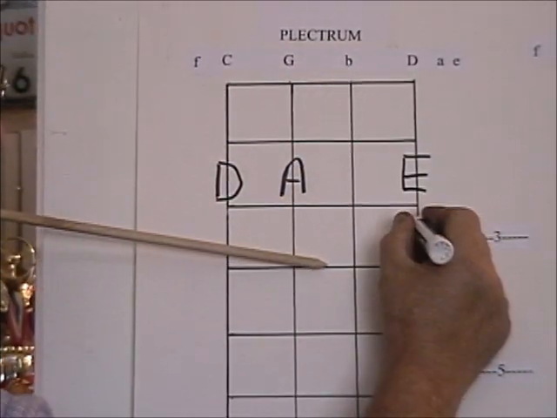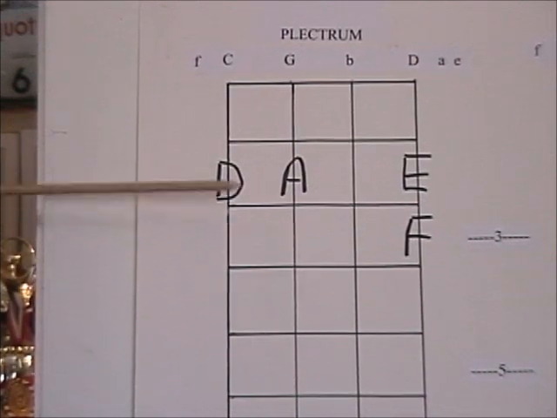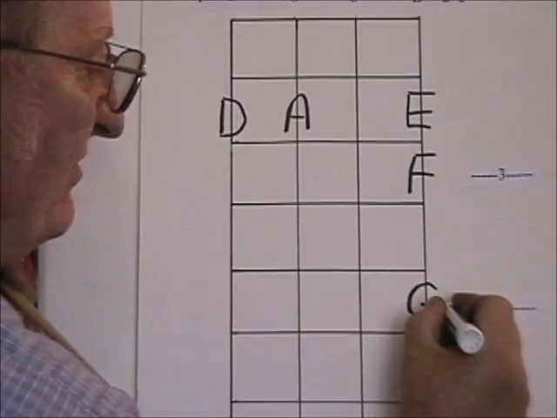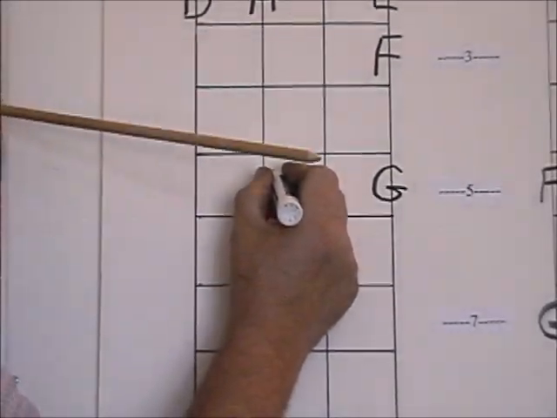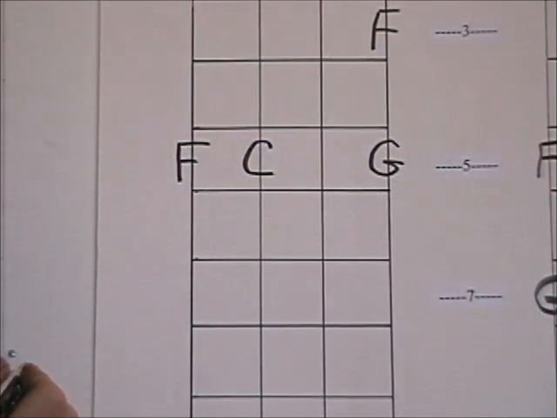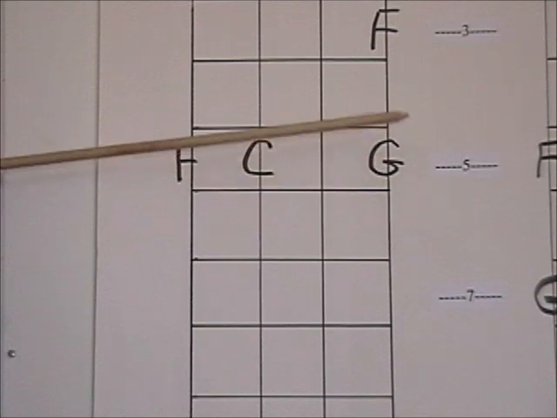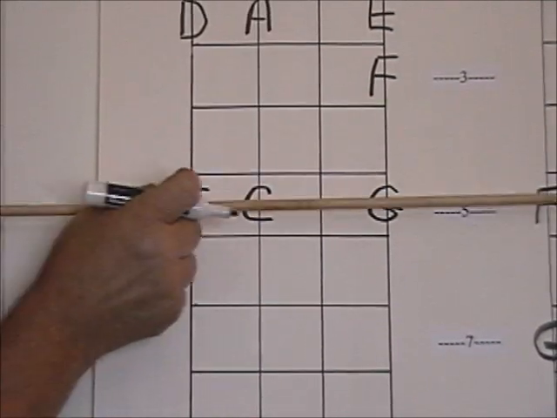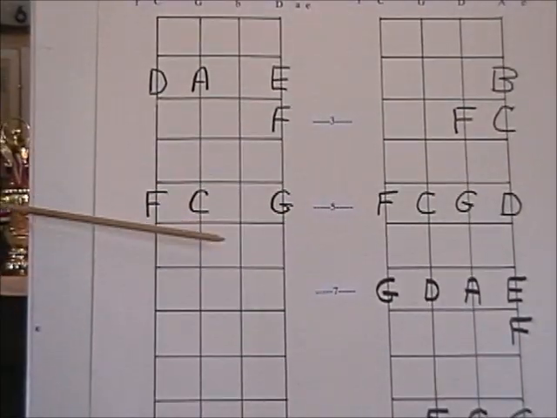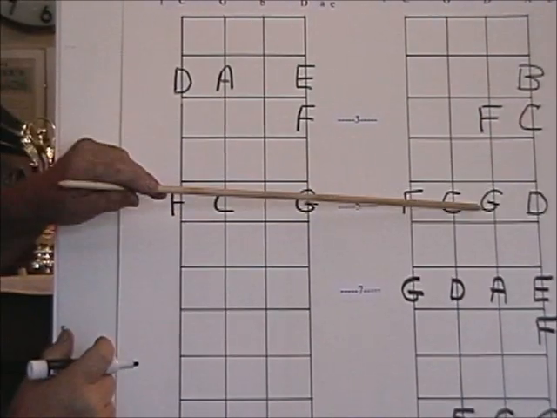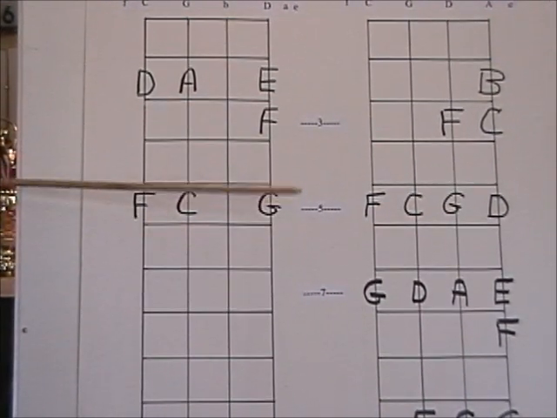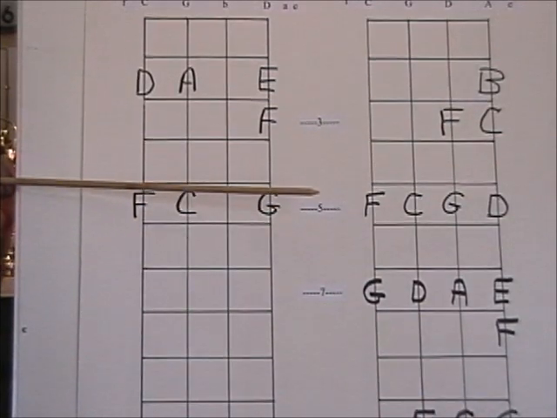We're going to go down one because E and F are together. Here's the F. The G is down here. And the C. And the F. Look at how close these really look together here. These 3 strings are the same strings as the plectrum. So whether you play plectrum or tenor, it's all going to be useful information.